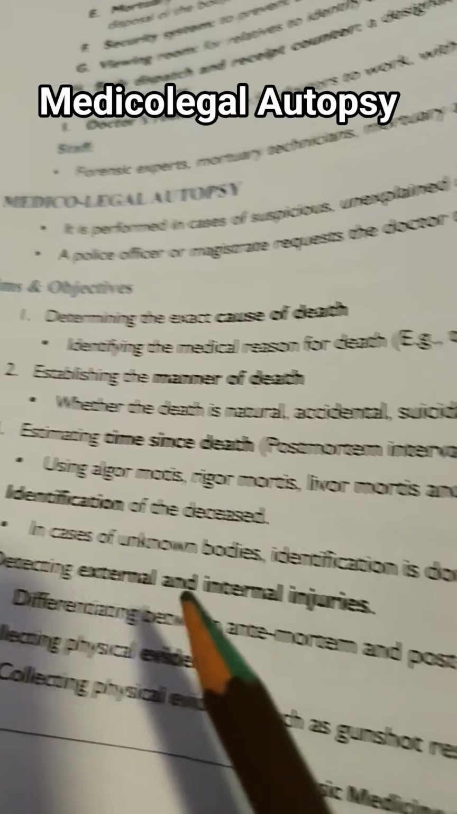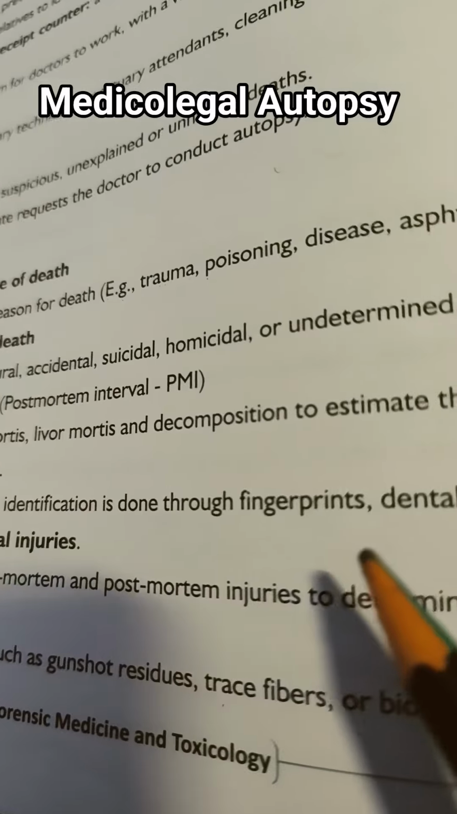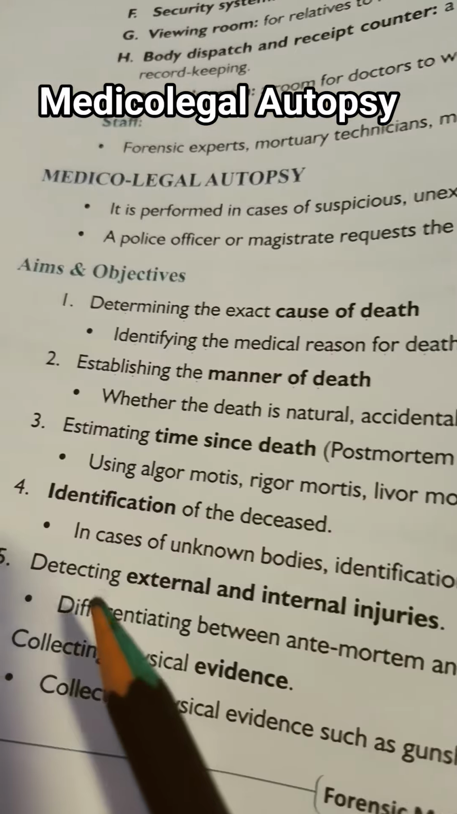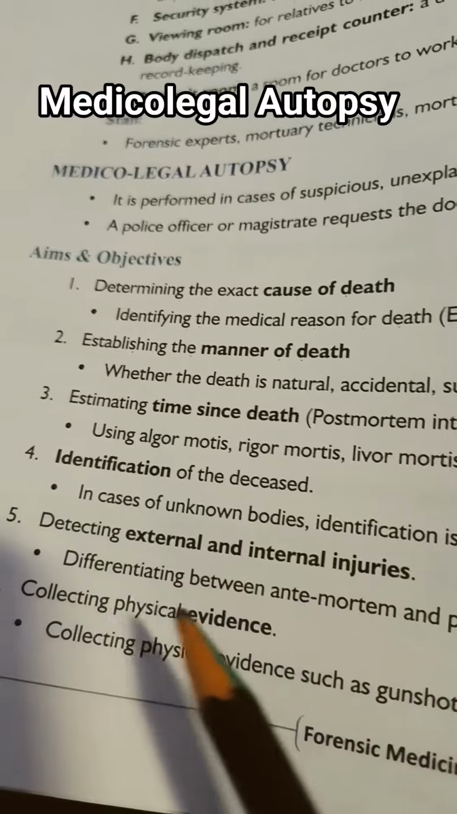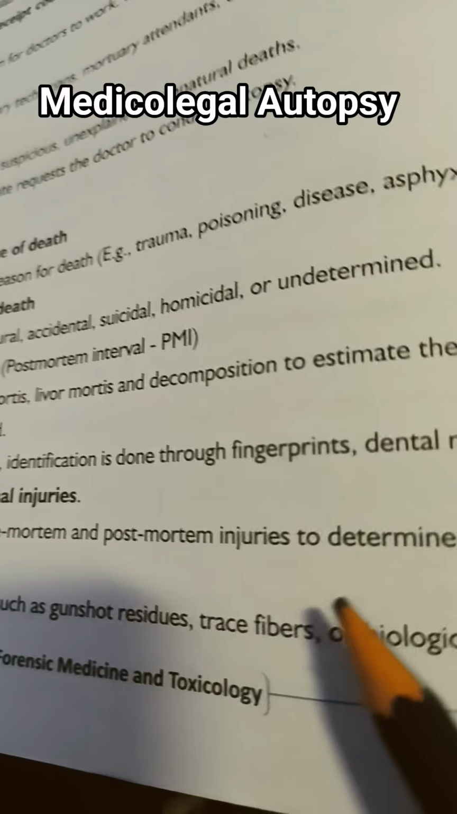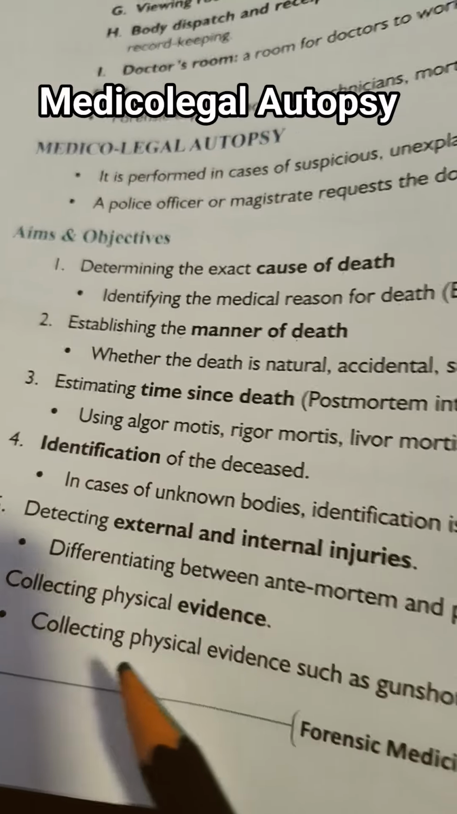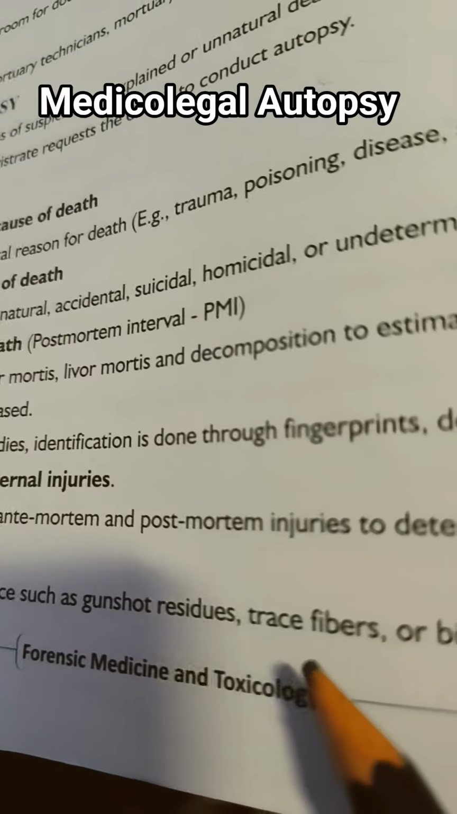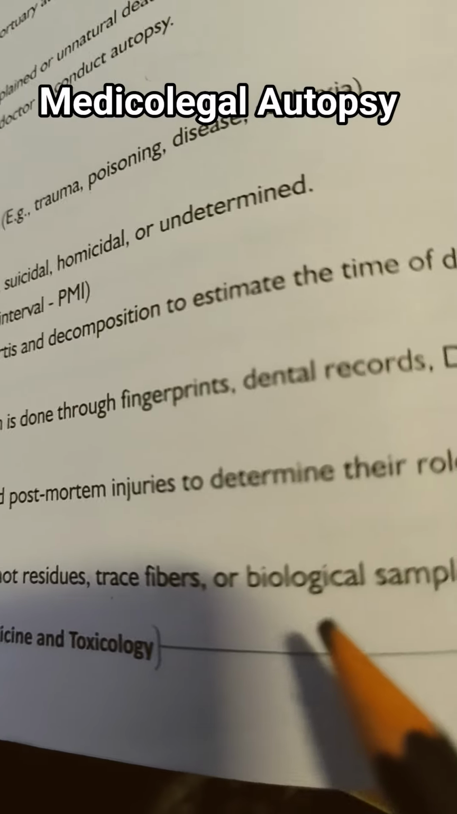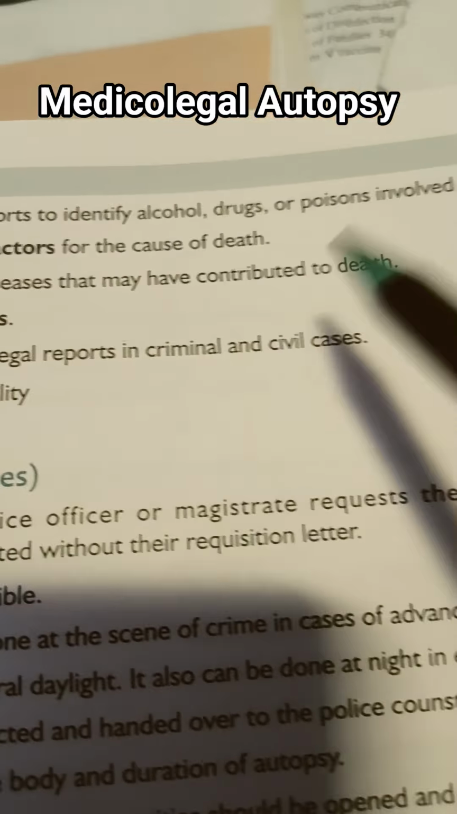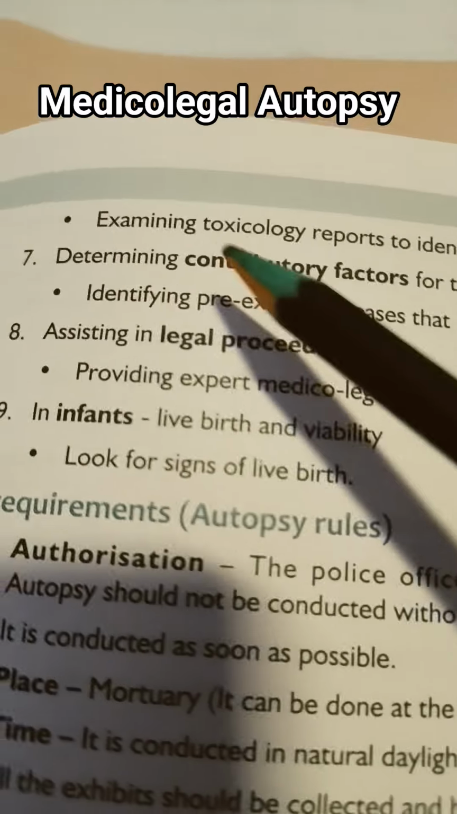Identification of the deceased. In cases of unknown bodies, identification is done through fingerprints, dental records, DNA, tattoos, etc. Detecting external and internal injuries, differentiating between antemortem and postmortem injuries to determine their role in death. Collecting physical evidence such as gunshot residues, trace fibers, or biological samples. Examining toxicological reports to identify alcohol, drugs, or poison involved in the death.